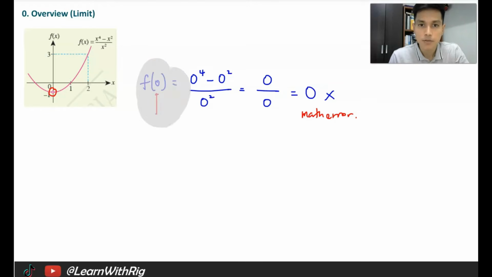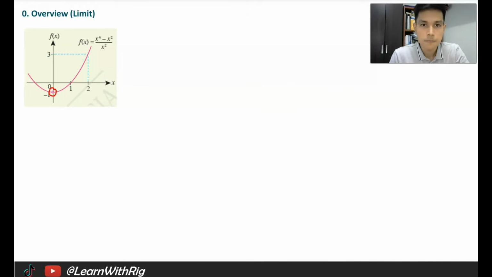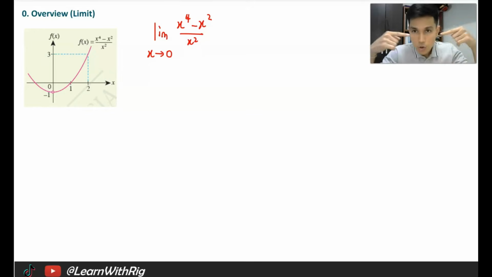What's the meaning of a limit? When you write limit, you will have something like this. For example, you're going to write limit, and you write back the equation, (x^4 - x^2) over x^2, and then you write x approaching 0. What does this limit, x approaching 0, mean? It means that you cannot find the exact value at x equals 0, but you can find the value that is closest to 0.